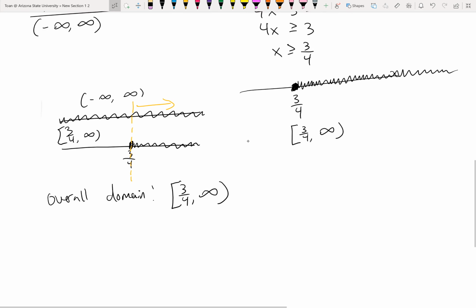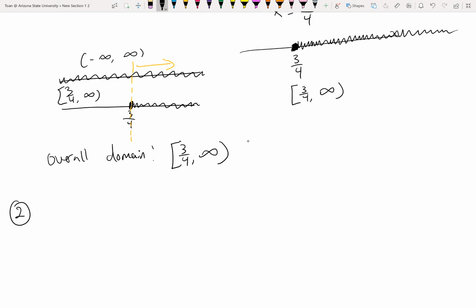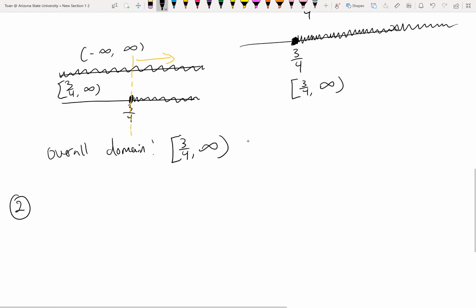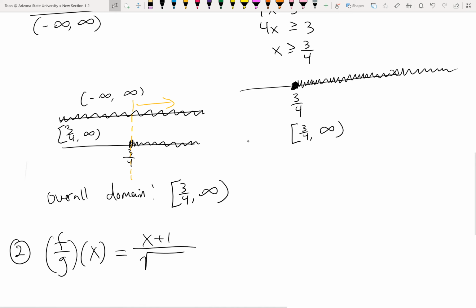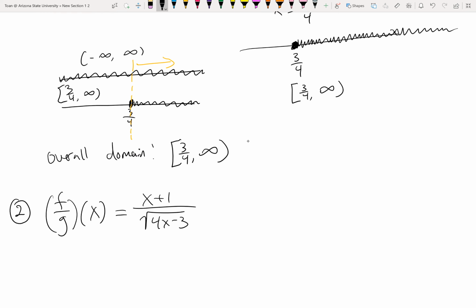Let's do the division here. All right. So it said also find f over g. And guess how we divide? It's just as simple as before. You just put them together. So what was the f function? The f function was x plus 1 over, what was the g function? Square root of 4x minus 3. Guess what? That's it. There you go.